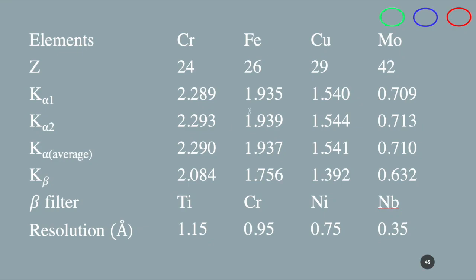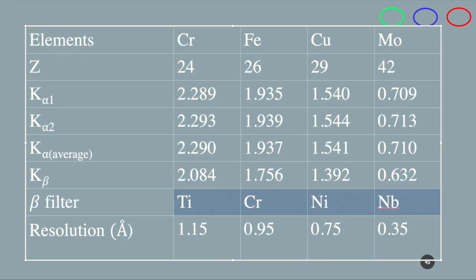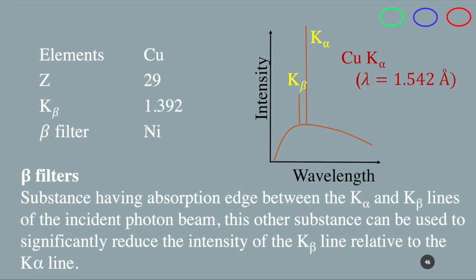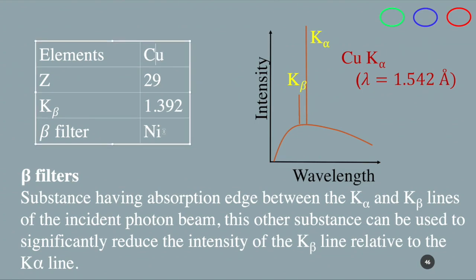For X-ray crystallography, we try to use monochromatic X-rays, which are free from K beta and other continuous wavelength signals. So we use the beta filter. What is a beta filter? In the next slide we will understand it. Beta filters are substances having an absorption edge between the K alpha and K beta lines of the incident photon beam. For example, for copper we use nickel.